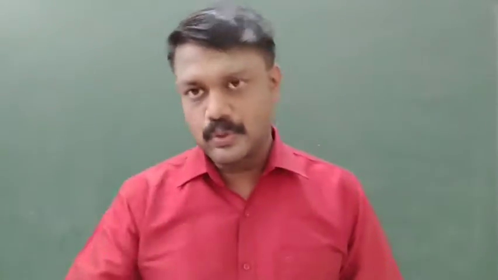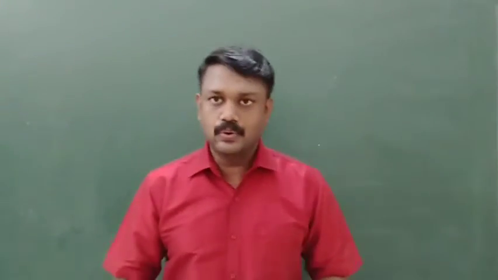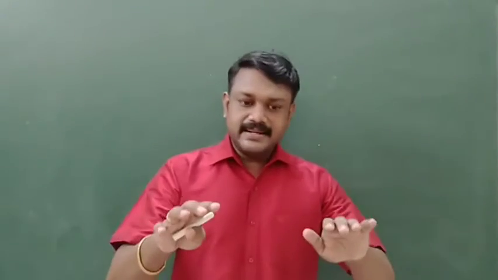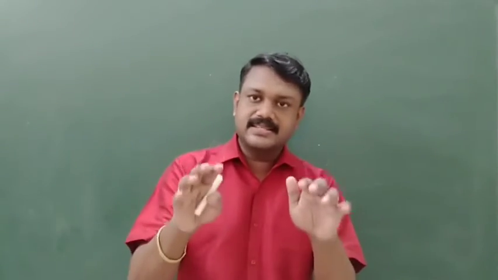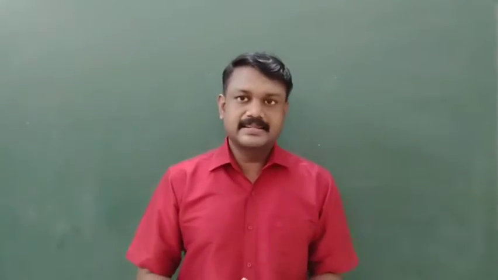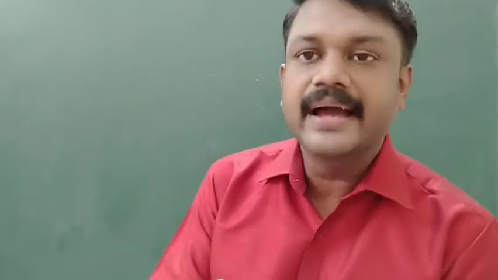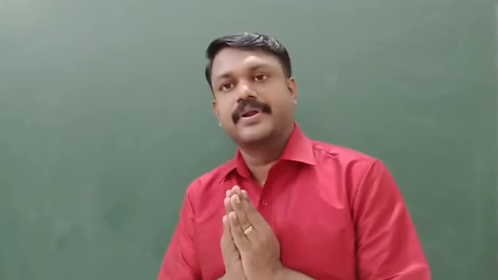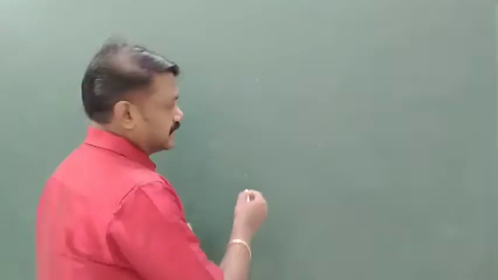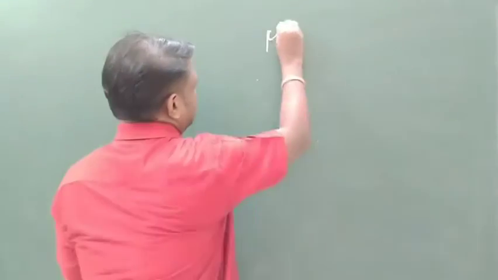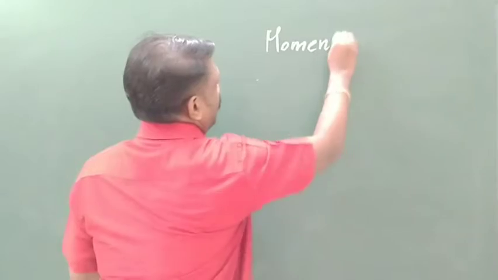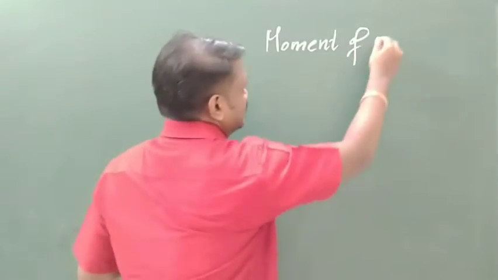Whenever you have a rigid body and you are trying to rotate it with a torque, there is a tendency of that rigid body to resist, to oppose the torque acting on it, which means it has a tendency to oppose its rotation. And that property is known as moment of inertia.